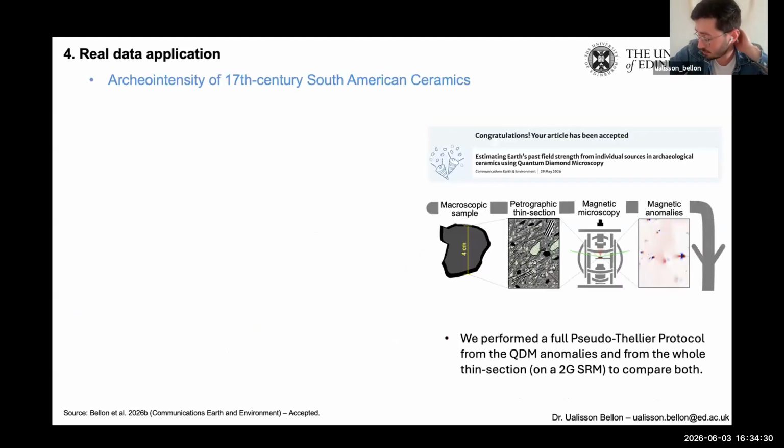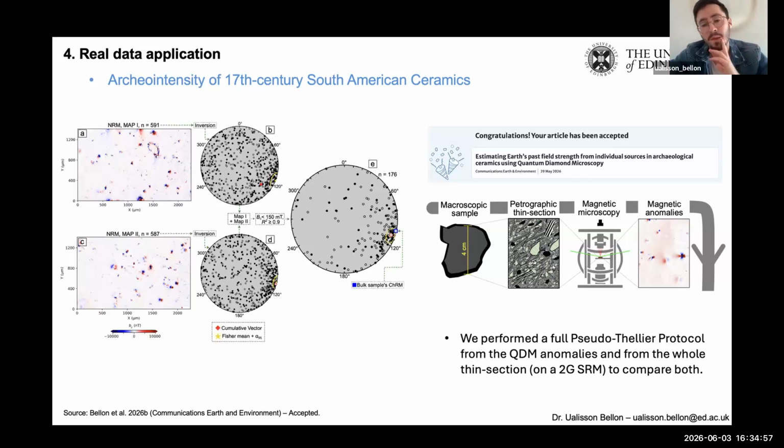We just got a paper accepted in Communications Earth & Environment in which we performed a full pseudo-Thellier protocol from QDM anomalies in ceramic samples. We took these archaeological ceramics, made the thin section, performed the magnetic microscopy, got the anomalies, and inverted for them in a full pseudo-Thellier protocol. Then we compared that to the whole thin section on a 2G rock magnetometer. I'm just going to quickly show you some results right here.